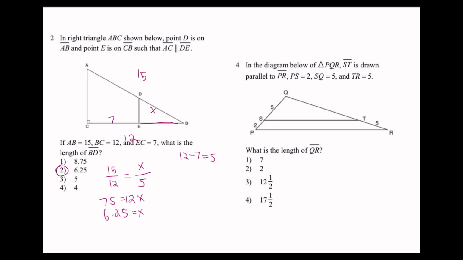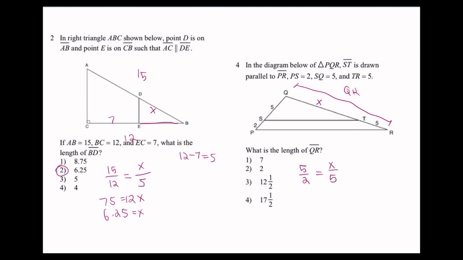For number 4, in the diagram below of triangle PQR, ST is drawn parallel to PR, PS is 2, SQ is 5, and TR is 5. What is the length of QR? So we have to find this whole length, QR. But what we can do first is just set up a proportion using x. So 5 over 2 is equal to x over 5.